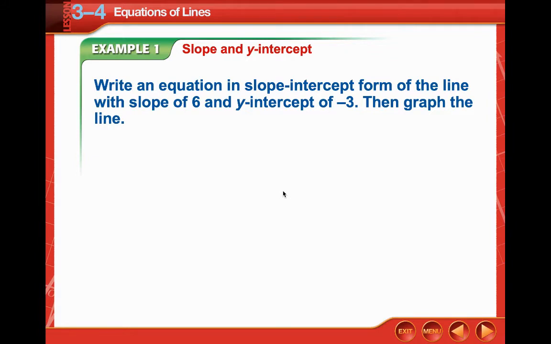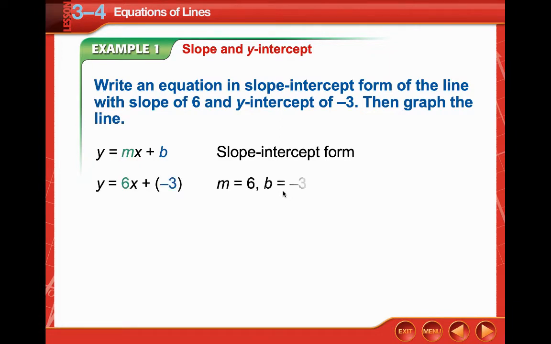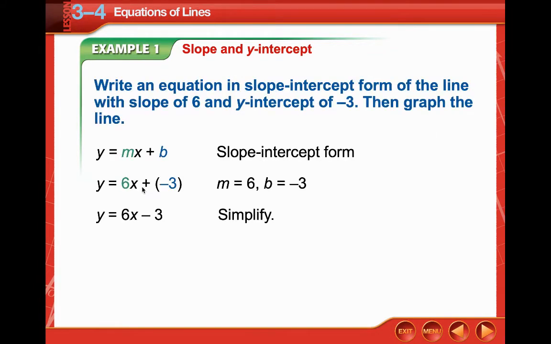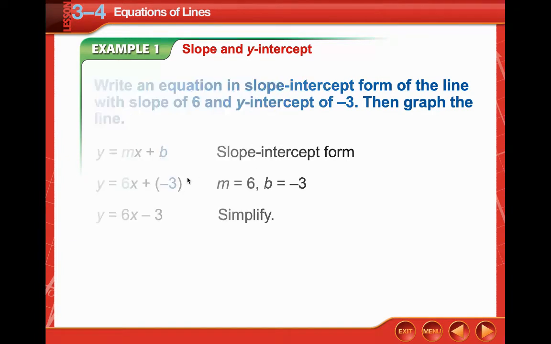To start off, we're going to write down slope-intercept form. I always like to write down the formula before I even get started. y equals mx plus b. That's what I put on top of my paper every single time. Then I plug in. m is the slope, and we know the slope is 6, so we plug it in for m. We know the y-intercept is -3, so we plug it in for b. Same equation, just plugged in. Then simplify. For this one, the only thing to simplify is that you just take out the parentheses.